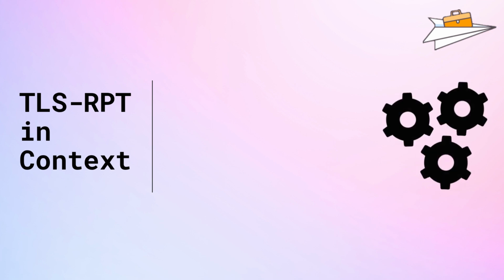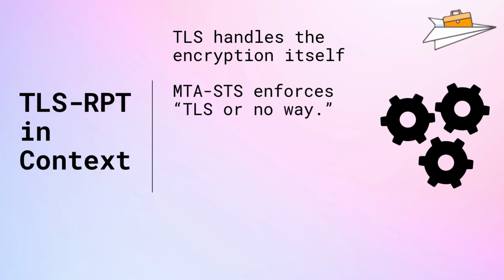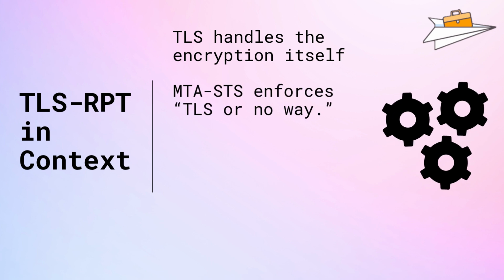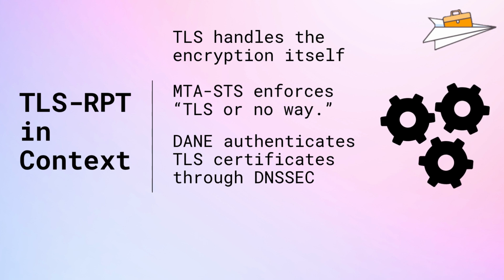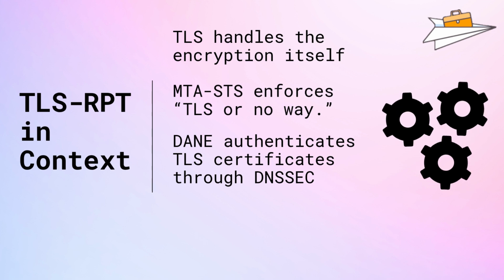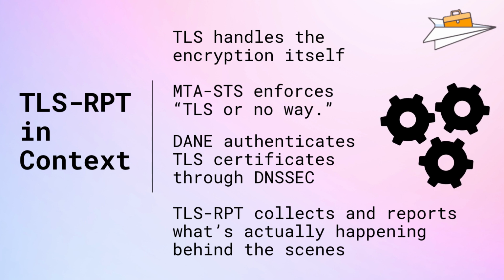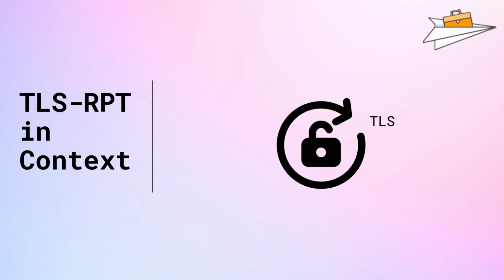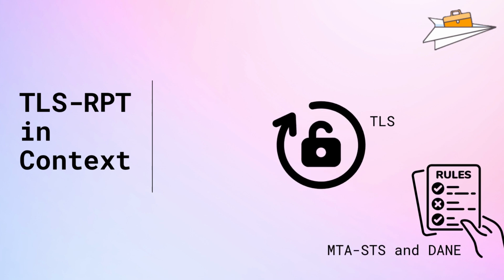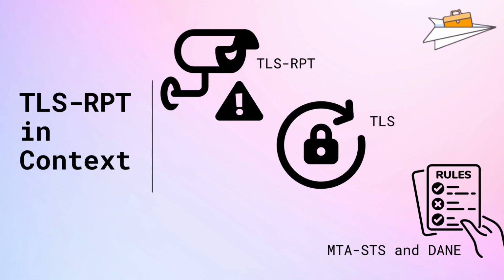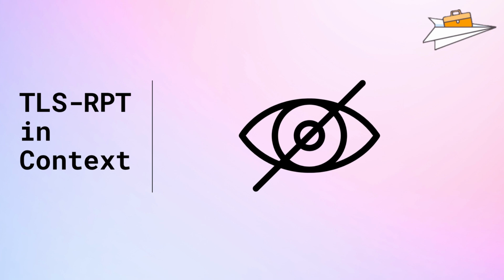Now let's talk about TLS-RPT in context. TLS-RPT works hand in hand with the other protocols. TLS handles the encryption itself. MTA-STS enforces TLS or no way. DANE authenticates TLS certificates through DNSSEC. And TLS-RPT collects and reports what's actually happening behind the scenes. If we put it in everyday terms, TLS is the lock, MTA-STS and DANE are the rules about how that lock should be used, and TLS-RPT is the security camera that tells you when the lock is jammed. Without TLS-RPT, you're basically walking blind. Encryption could fail, and you'd have no clue until it's too late.